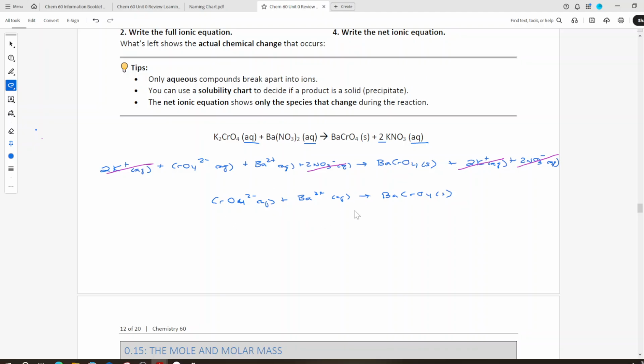I also find that I get kind of bored of these, that if it just asks me for net ionic, I don't always include that middle step. So sometimes I'm like, well, what makes the solid? Oh, barium and chromate. And then just make sure that everything is balanced and you're good to go.